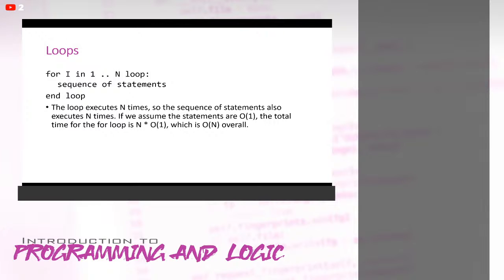With our for loops, we've already talked about them. That's O(n). If a loop is going to execute n number of times, the sequence of statements also executes n number of times. So if we assume the statements are O(1) and the loop runs n times, that's what we looked at just a minute ago with that previous example with the add, right?